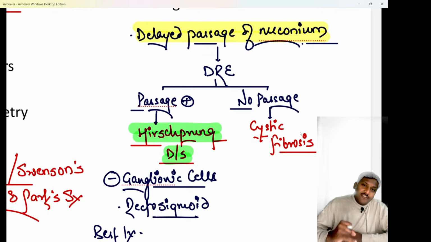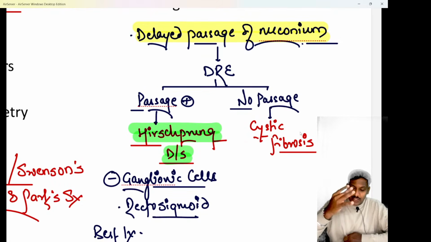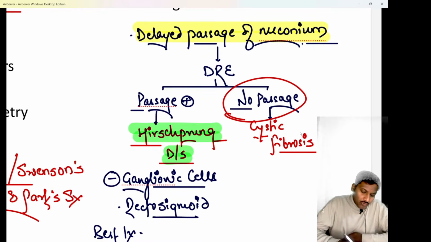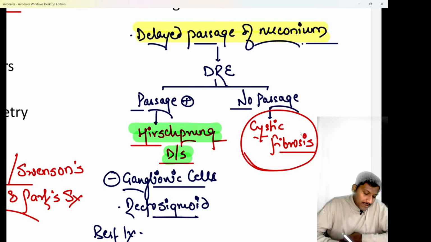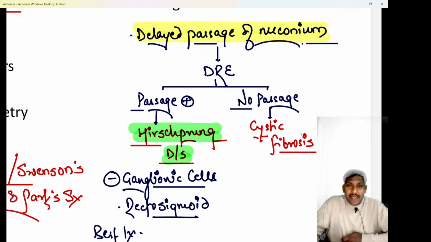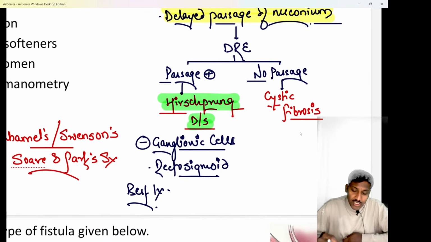Whereas, even after stimulation of the rectum or on DRE, if there is no passage of meconium, then it is a diagnosis of cystic fibrosis. The reason is, in cystic fibrosis the meconium will be extremely hard, and that's why even on DRE the meconium does not flow out. Clear? So that is what is important. After stimulation, if the meconium passes, it is a case of Hirschsprung's disease.